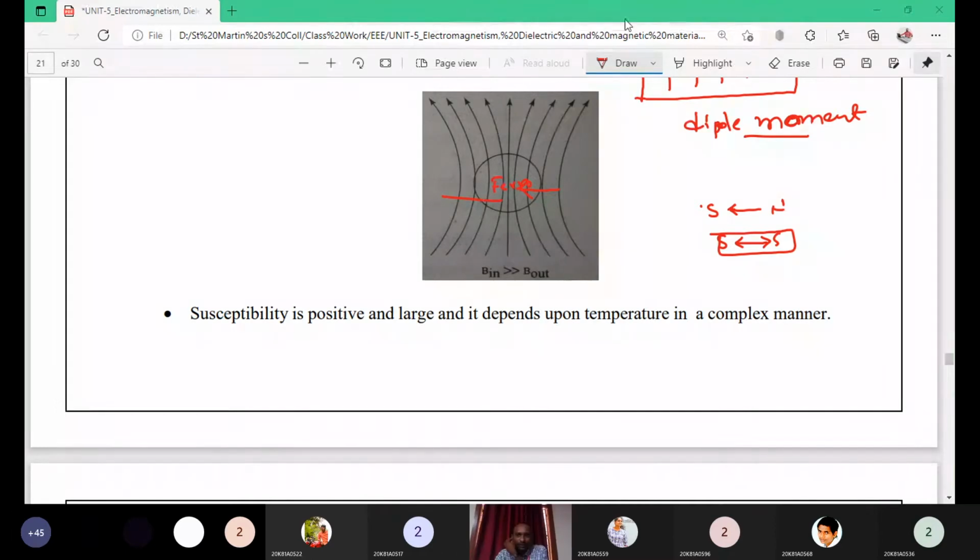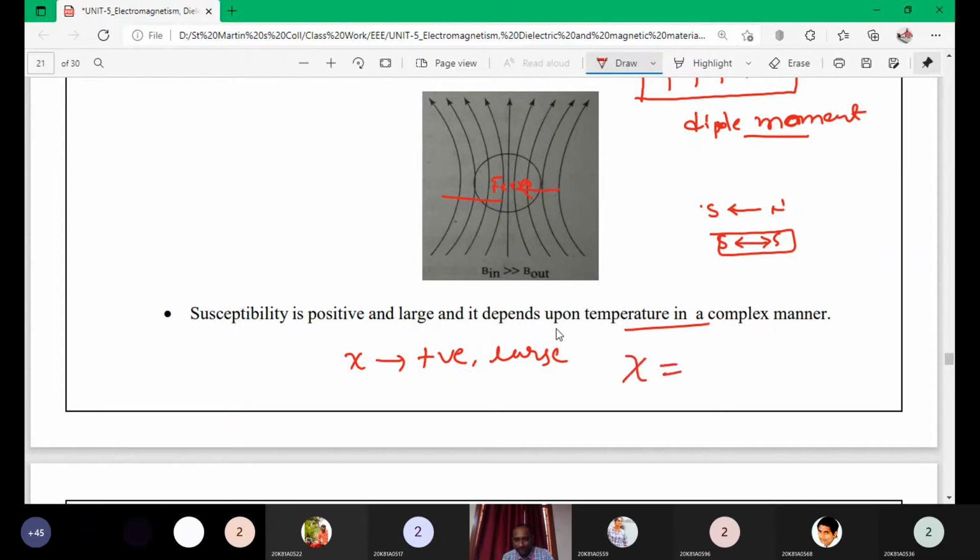If it is equal poles, it will strongly repulse. If it is opposite poles, it will strongly attract. That is the meaning of strongly attractive and strongly repulsive. And here susceptibility is positive and of large value, and it depends on temperature. We will see this one.